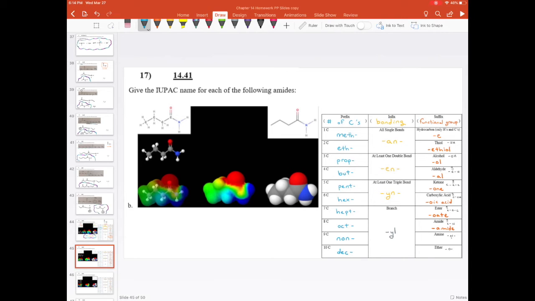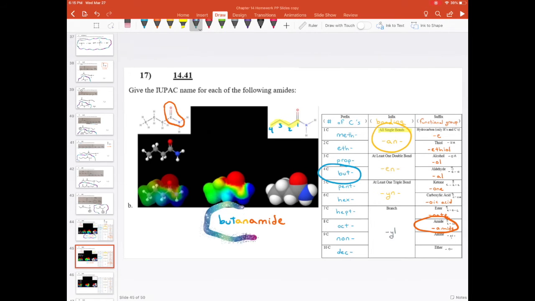This one also does not have branches, so first we number it. We have 4 carbons, so the prefix for this will be but. Between the carbons, outside of the functional group, we have only single bonds, and so the infix is going to be an. Finally, we do have a functional group. It's a carbon double bonded to an oxygen, single bonded to an amine. That is an amide, and so the suffix will be amide. The name for this molecule is butanamide.